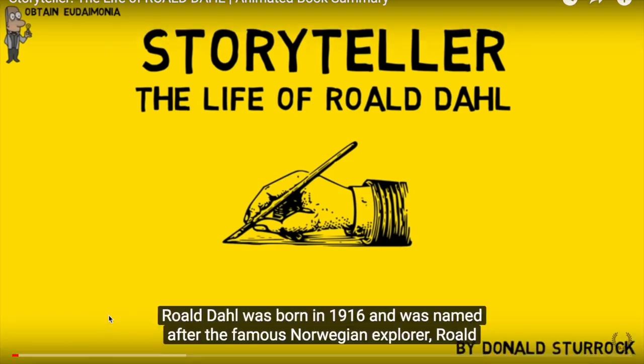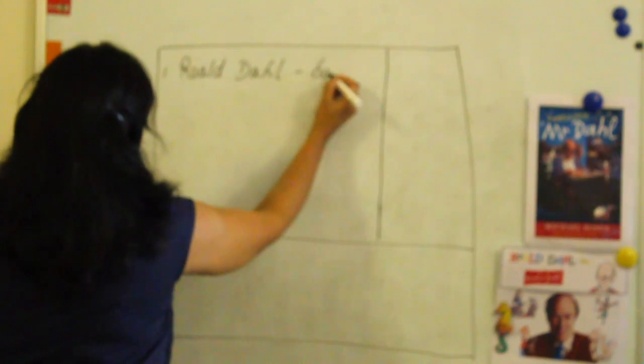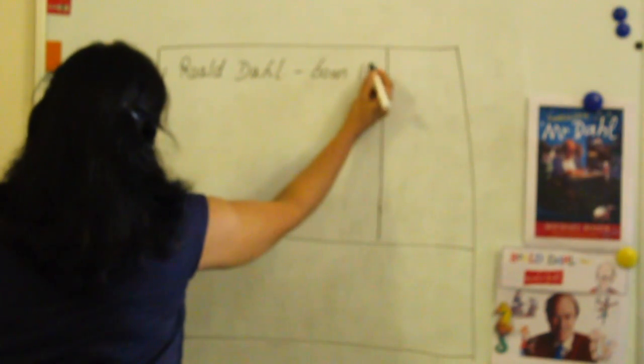Now let's watch the video and we'll keep pausing it and write down the main ideas. Let's listen to the first part of the animated video. Okay? So the first point was Roald Dahl, born 1916. Okay?